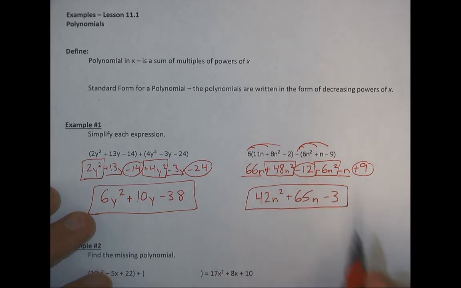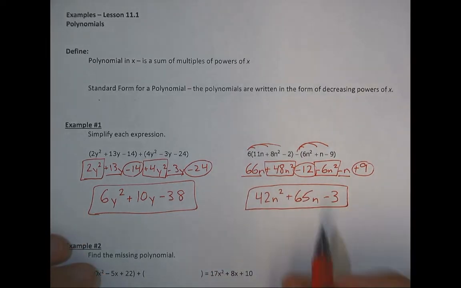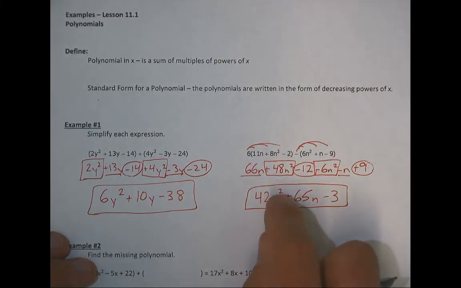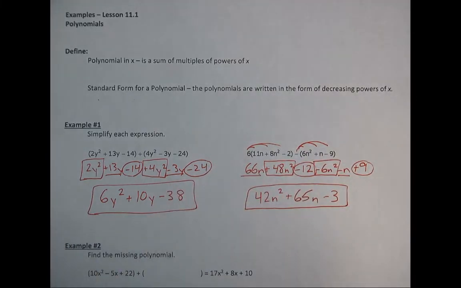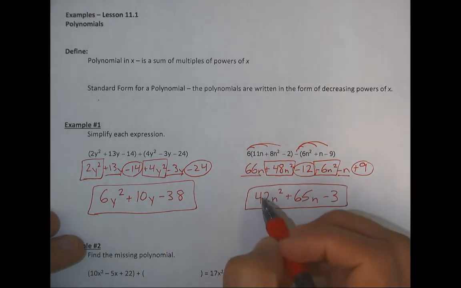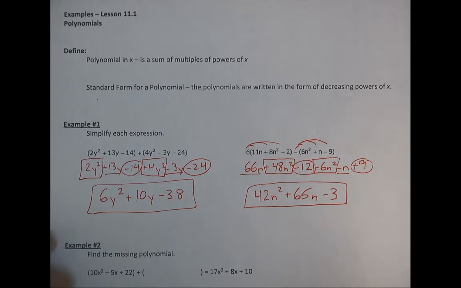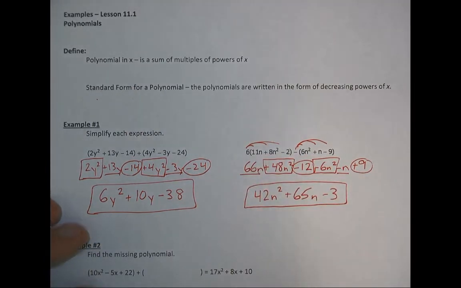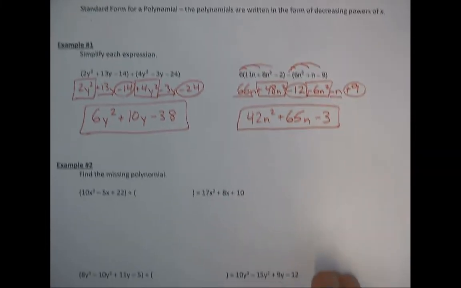So when you fully simplify these, I'd like them in standard form with the n squared up front. If there was an n to the third, that would go even in front of that. So the higher the power, it should go in the beginning. So I saved myself a step. If I had done the n's first, I would have then had to rearrange it to get it into standard form. So I just started combining like terms in that order so that I could get that there quickly.